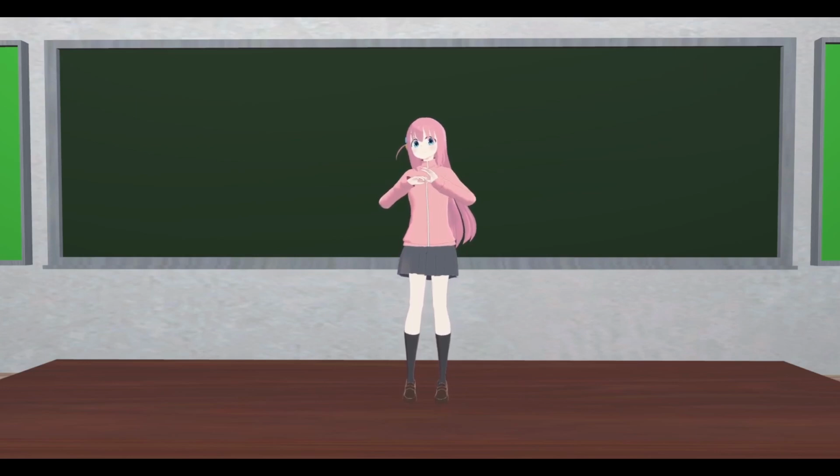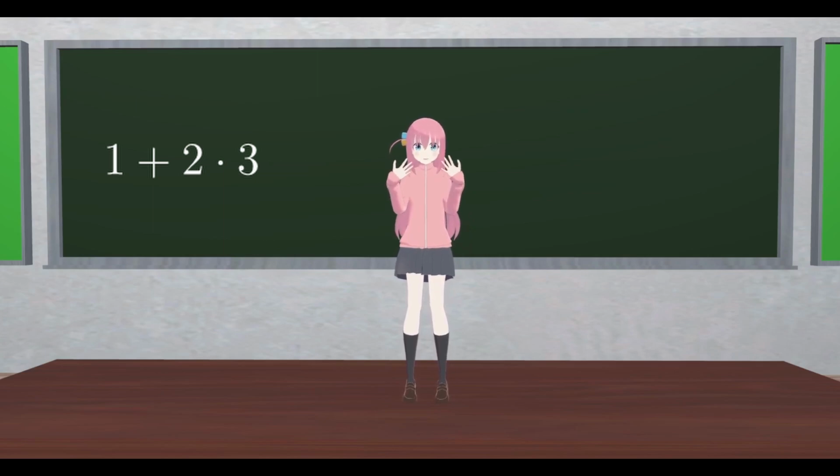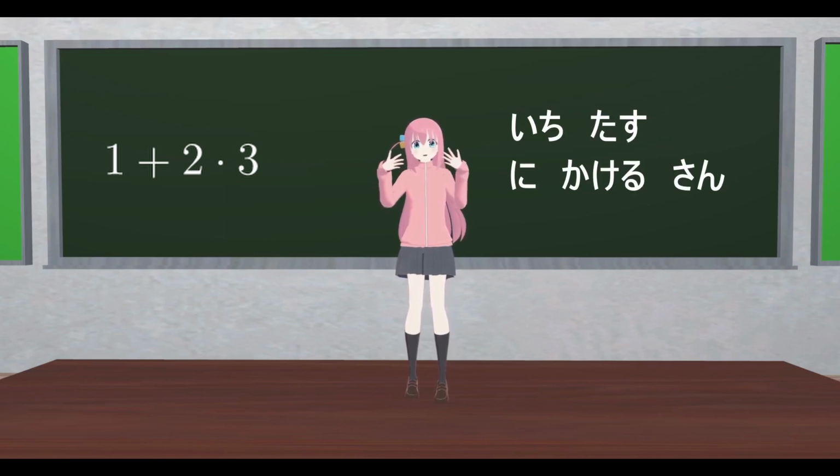So let's take a basic expression, for example. Let's say 1 plus 2 times 3. You wouldn't read that with typical Japanese word order. You would just read it in the order that it's written. So it would be read as 1 tasu 2 kakeru 3, which does sound very weird compared to typical Japanese sentences, but that's just how it's written down. So it still makes sense.